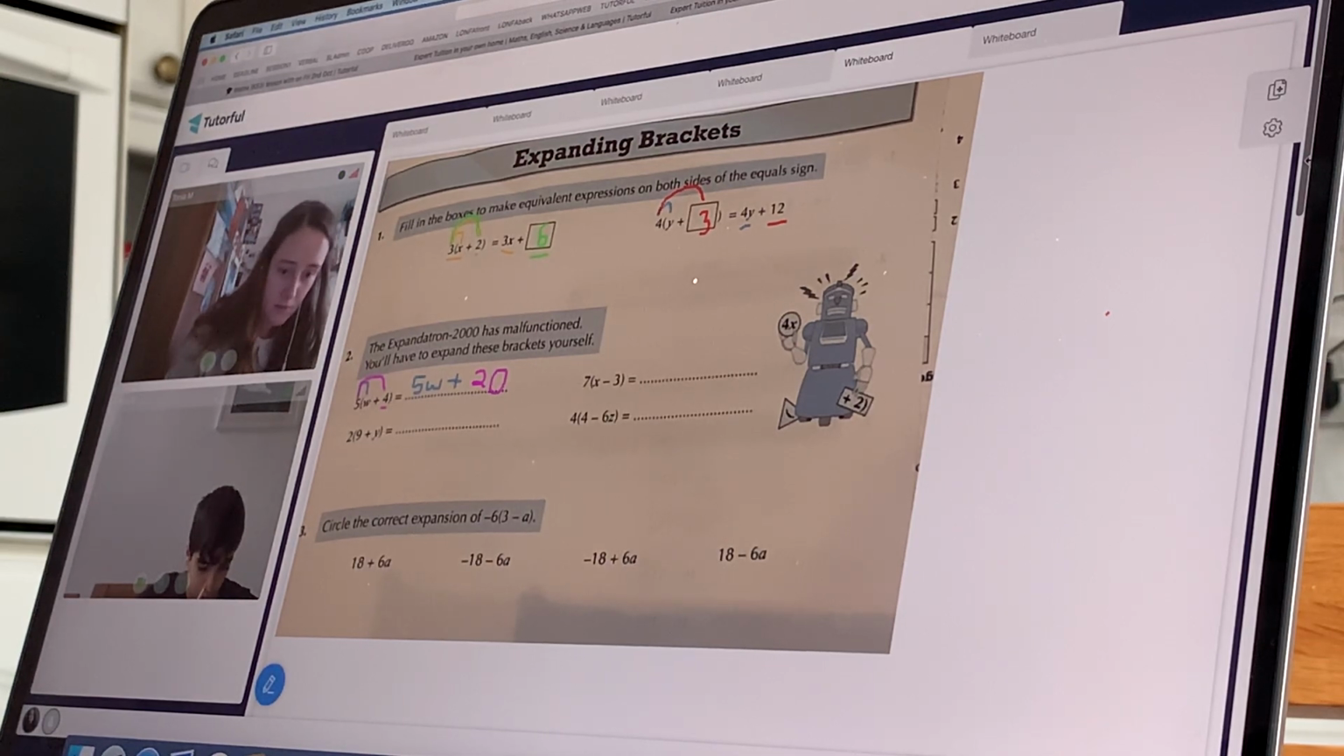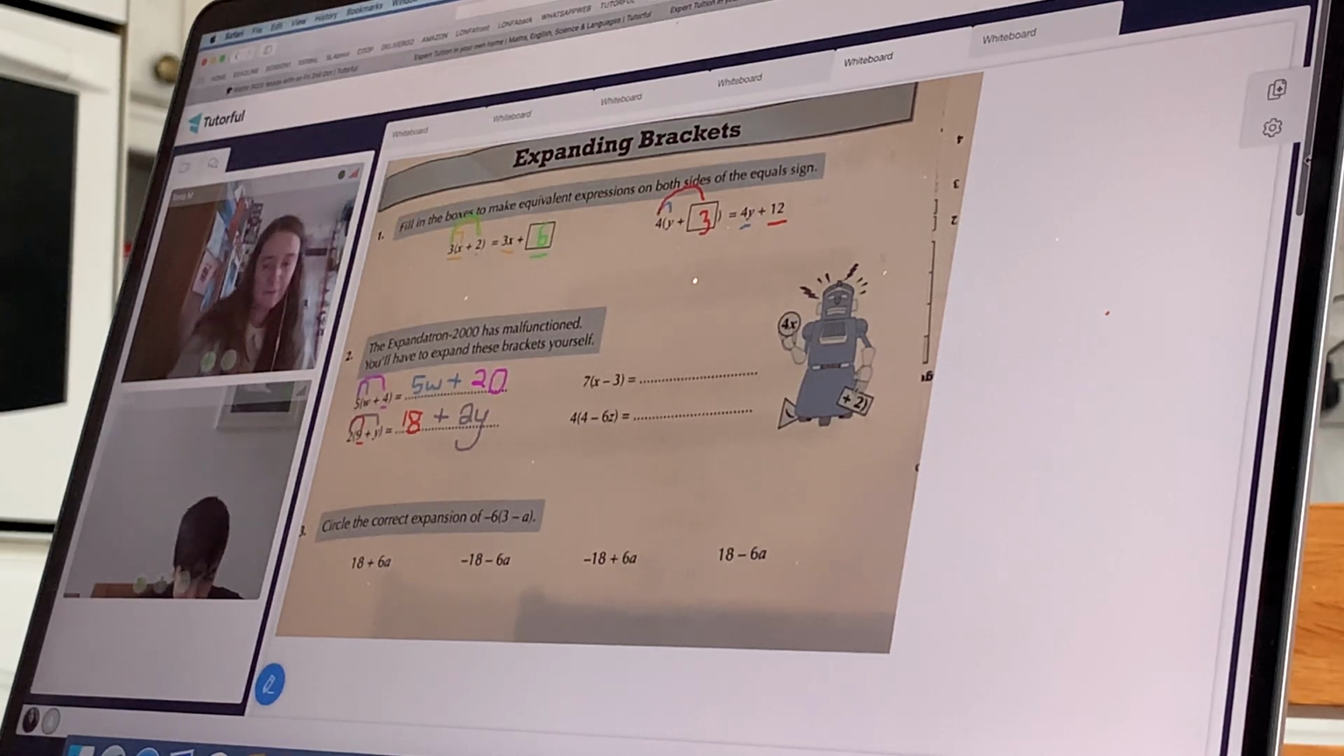Okay, next, 2 times 9 plus y. So the first one we do 2 times the first thing. So 2 times 9 is 18. 18 plus y. 18 plus, and we do the, sorry, we do the 2 times the y. It will be 2y. 2y, yeah. Add 18. Yeah, brilliant.